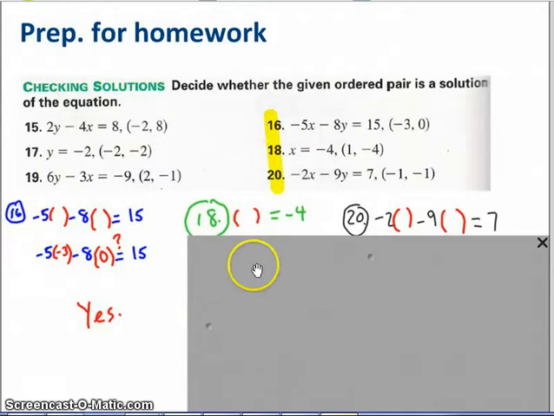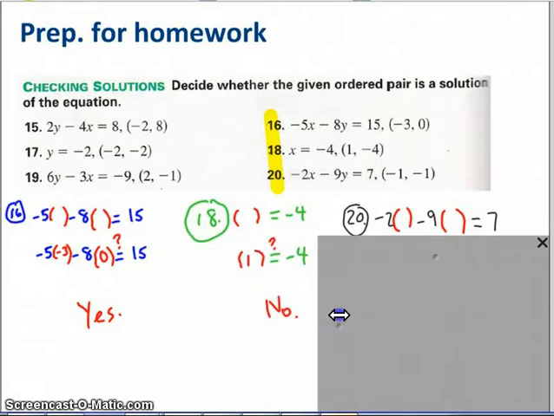Like I said, I'll do 18 for you. In this case, I'm rewriting the equation. Instead of x, I'm making parens. Parens are equal to -4. Well, my x value is 1. It's not -4. So I plug in 1, and is 1 equal to -4?